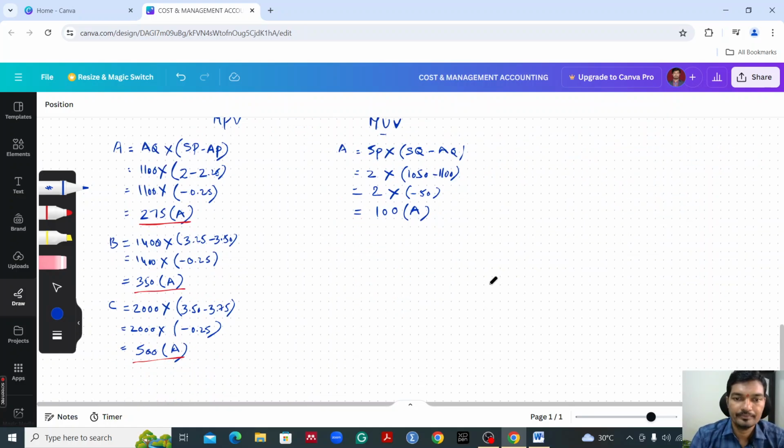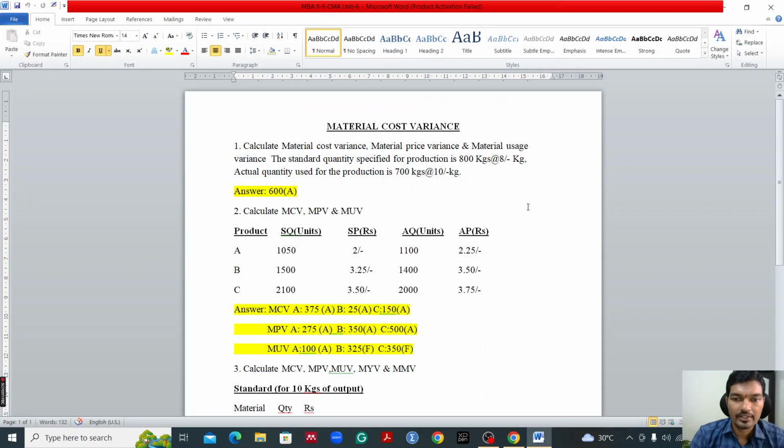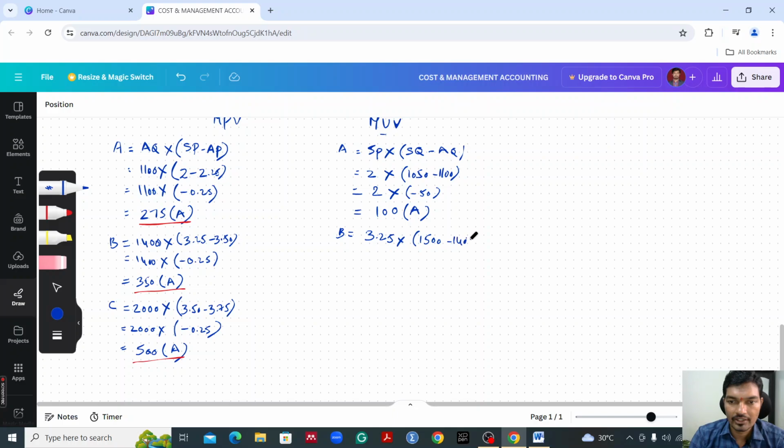Coming to product B, the standard price is 3.25. We will multiply with the standard quantity 1500 minus the actual quantity 1400. Then 3.25 is multiplied with, and here we got the positive value of 325. We should write favorable, F.